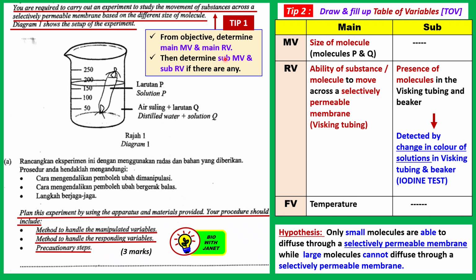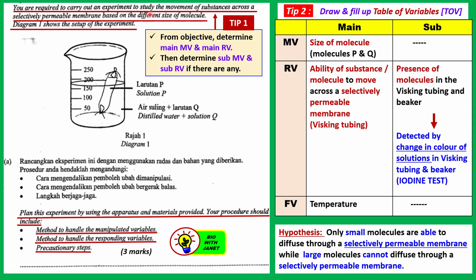And the sub MV and RV are the operational MV and RV. These are the ones that you use in the lab, you handle in the lab. The sub RV is the data that you collect, the observations or the measurements you make, not the calculations yet, the observations and measurements that you make in the lab. The raw data that you collect. So, what is your main MV and RV from this statement?